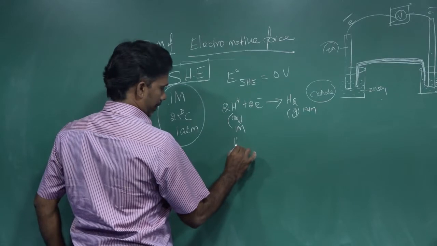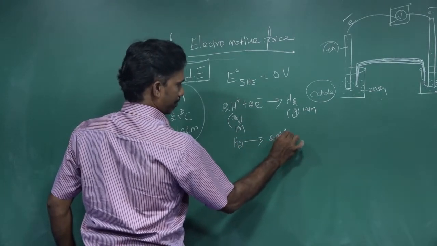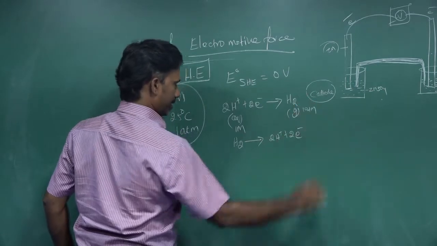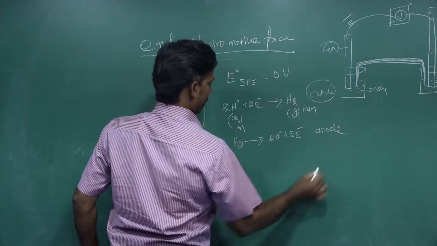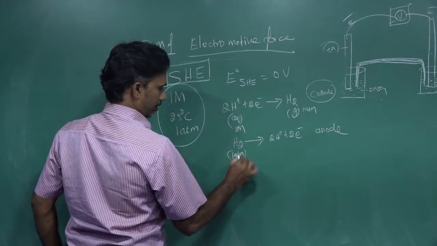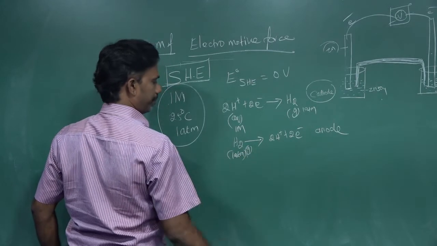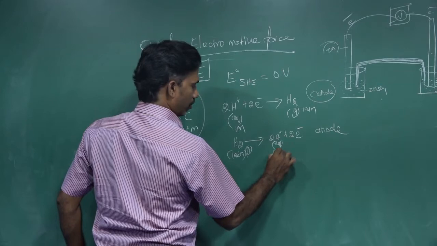If you connect it at the anode, H2, what will happen? H2 gives 2H plus plus 2 electrons. Oxidation takes place. It is the anode reaction. So here 1 atmospheric pressure and the gaseous state, aqueous state, 1 molar concentration.